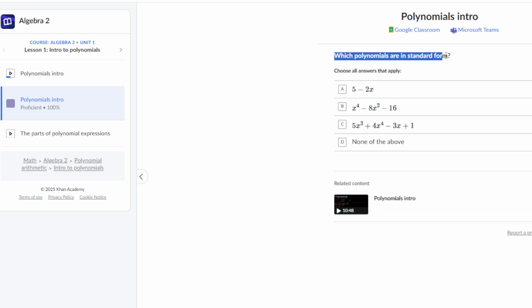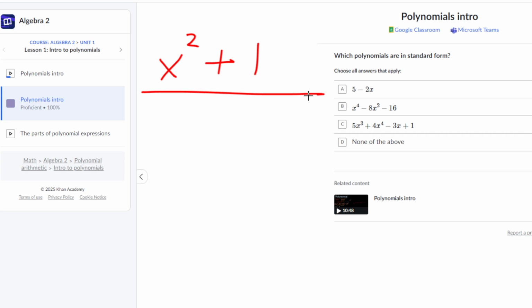Now, which polynomials are in standard form? Same thing that we did a moment ago. We're just going to go ahead and see which ones are in order. Remember that standard form has to be x to the power of 2, for example. But as another example this time, let me say that it would be x to the power of 2 and 1. This would be standard form. Another example of standard form would be, say, x plus 1. These are both standard form.